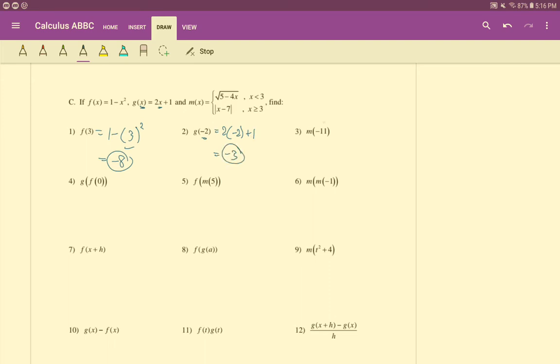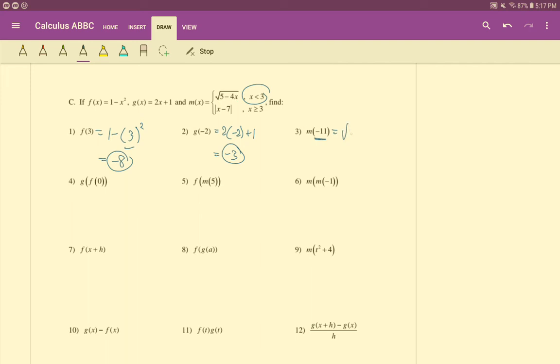Okay, m of negative 11. Again, m indicates that we are using this function right here, and so we will plug in negative 11. Now, in a piecewise function we have pieces, so we have to determine which piece we plug that negative 11 into. Is negative 11 less than 3 or greater than or equal to 3? Well, it's less than 3, so we're going to plug that negative 11 into this top piece.